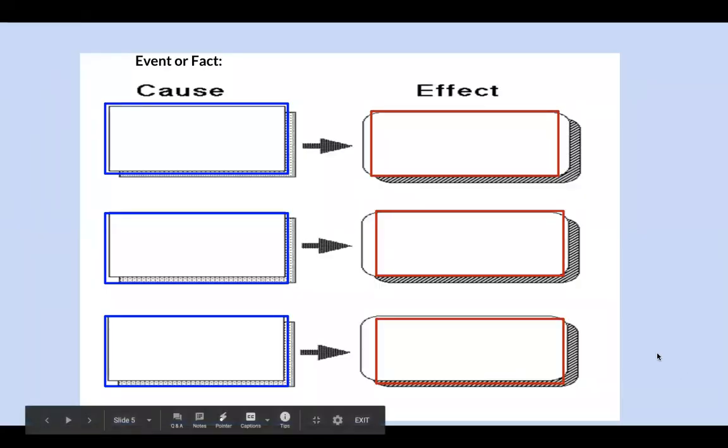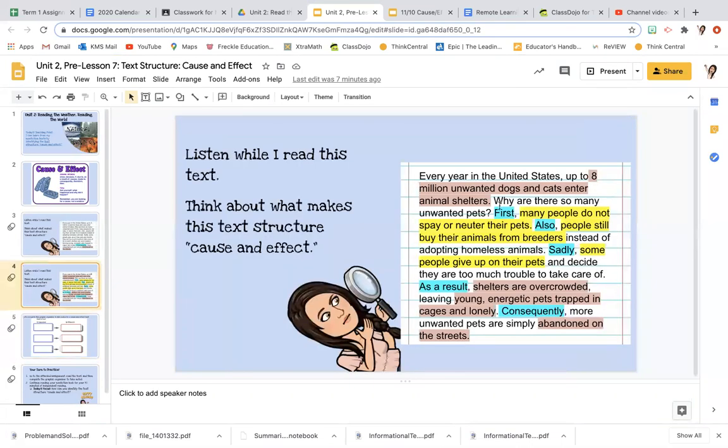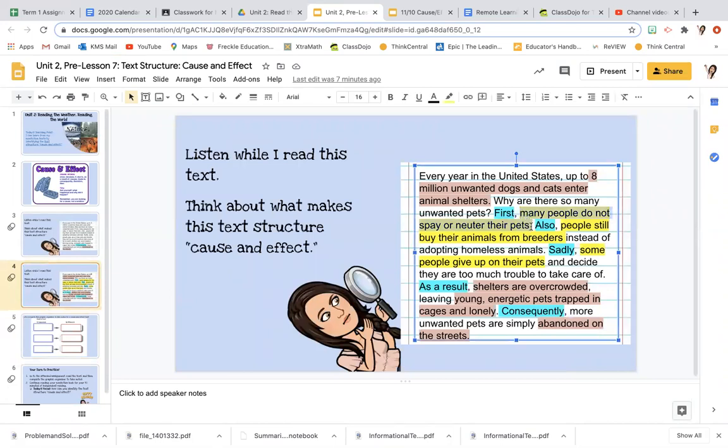So we're going to fill in this graphic organizer together to take notes on what those causes were and what those effects were because of those things happening. So let's go back here again. So the first one was that people do not spay and neuter their pets. So we would write that as one of the causes.